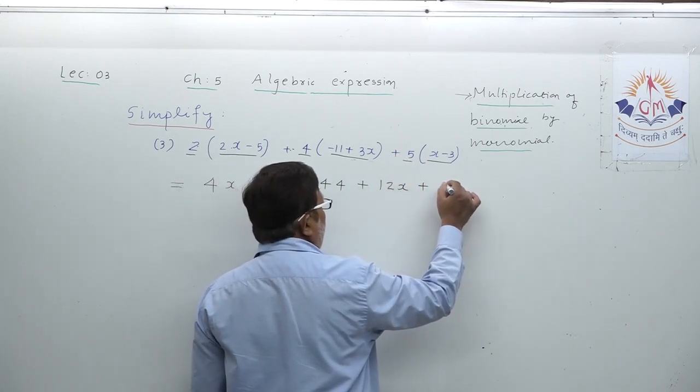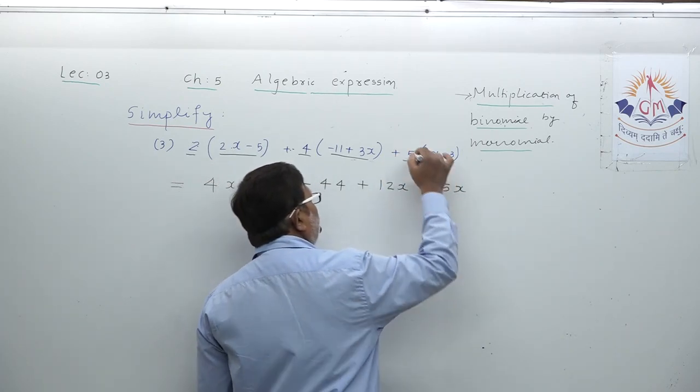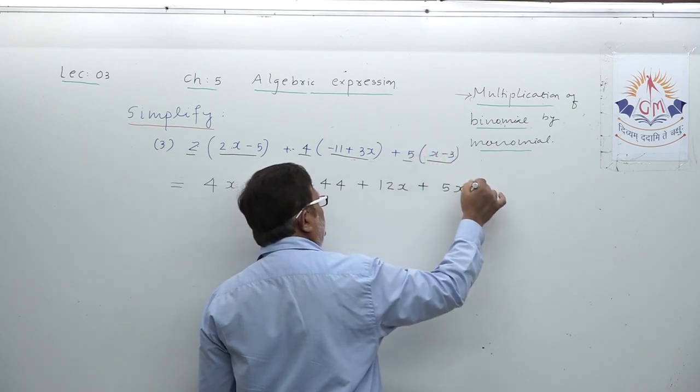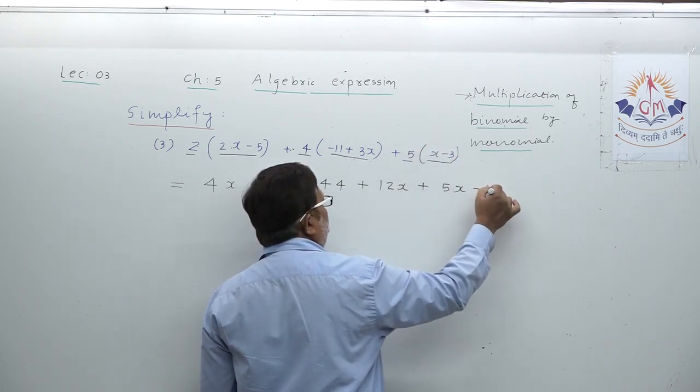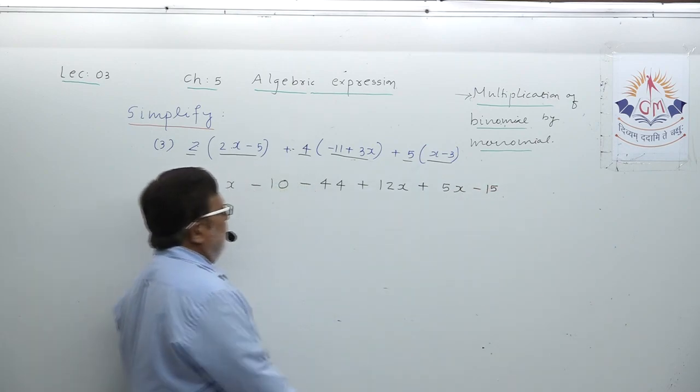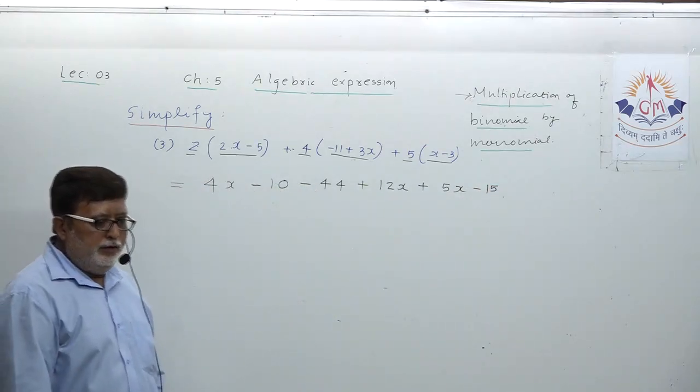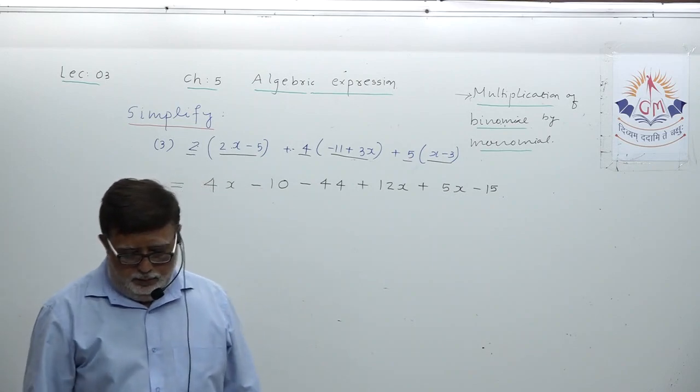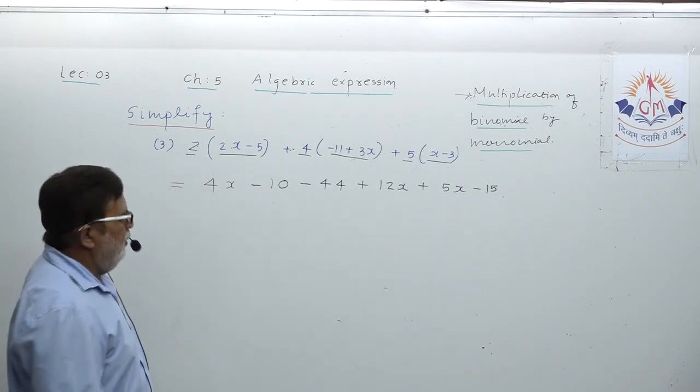5 into x, that is 5x, plus, minus minus, 5 3s are 15. The first step is over. Please be watchful and verify it.